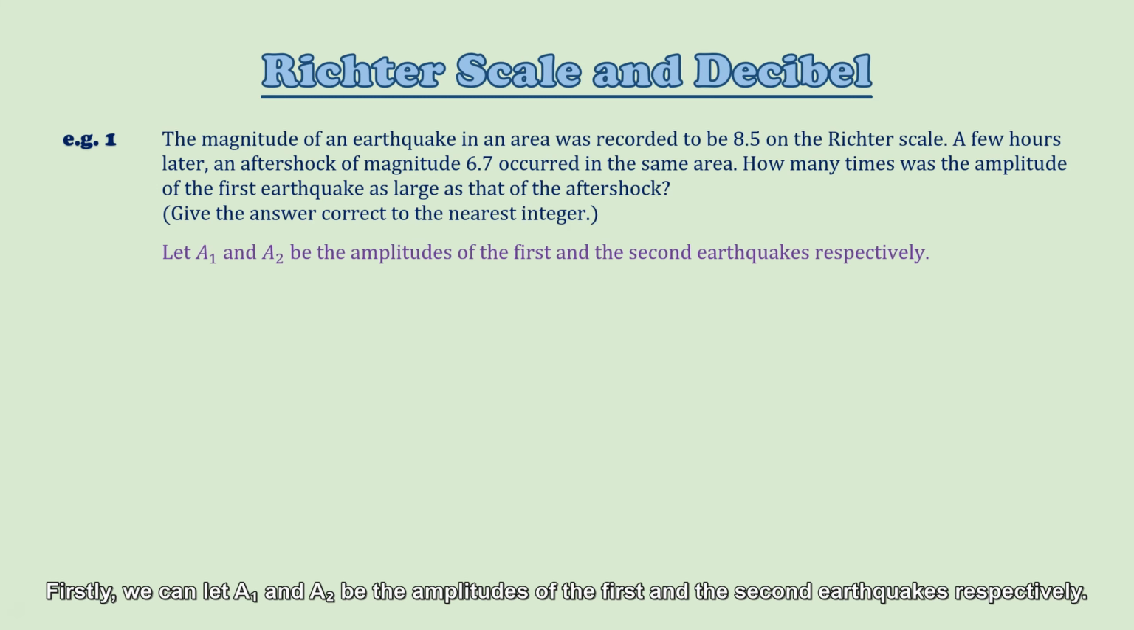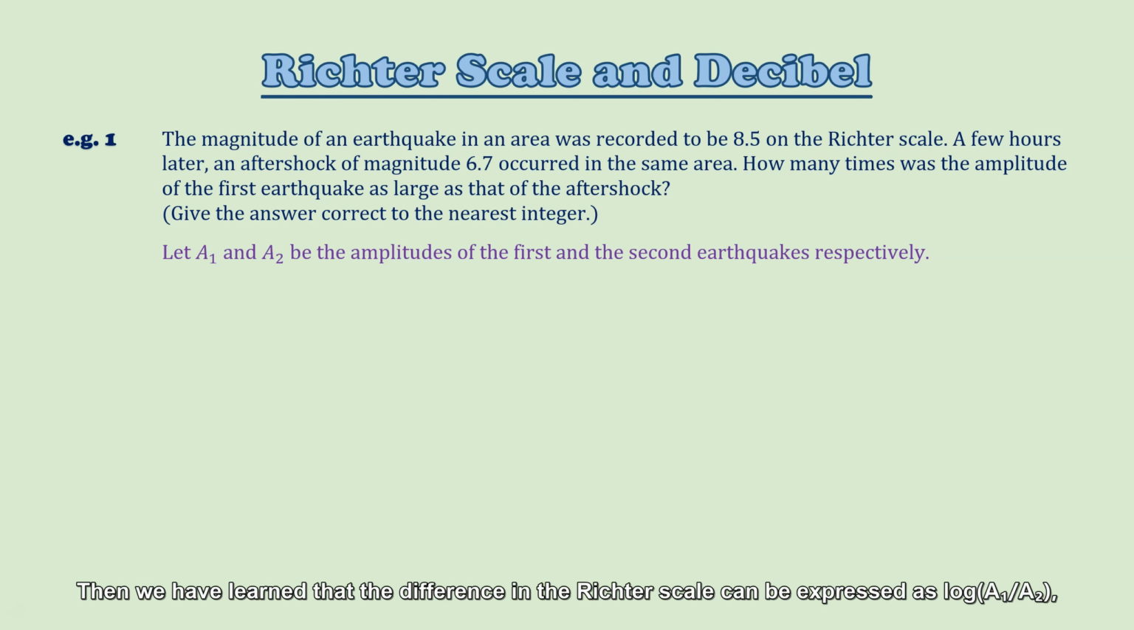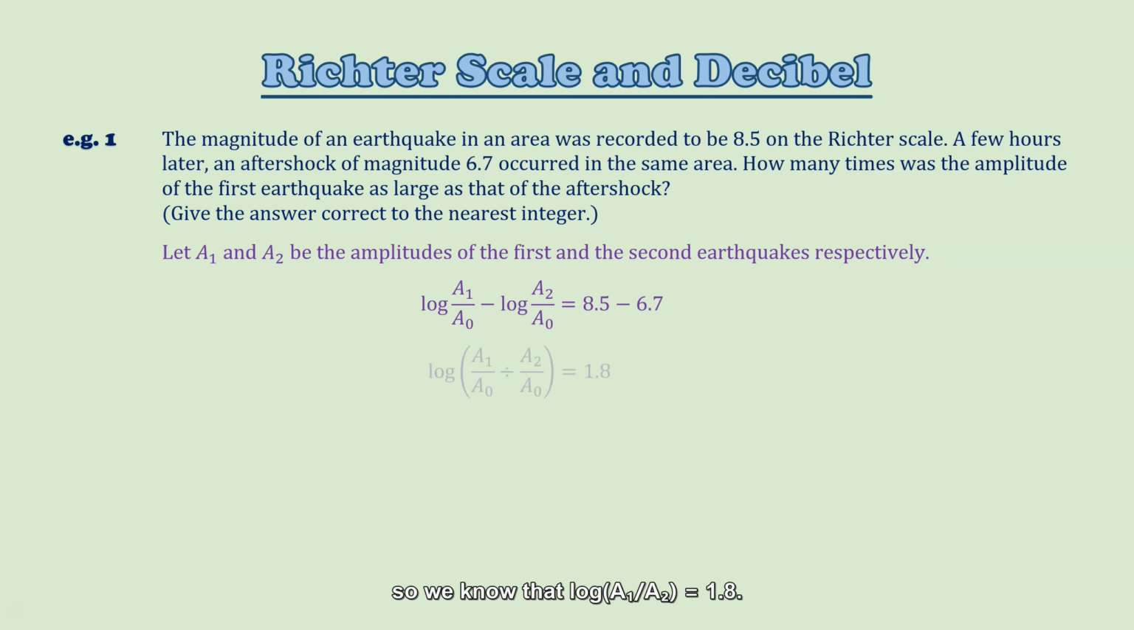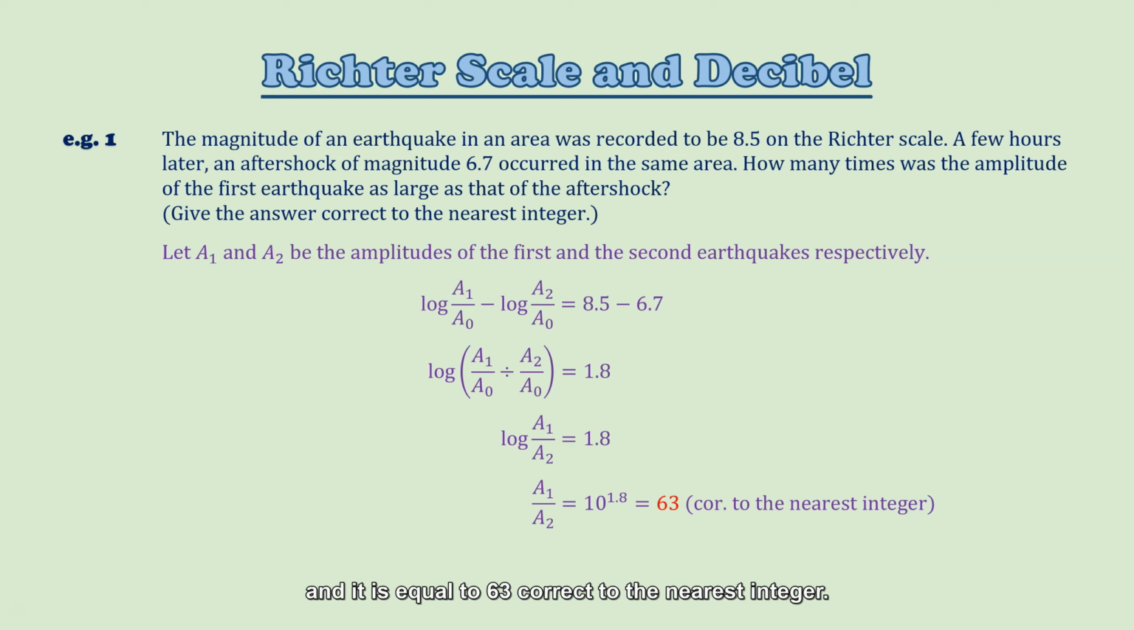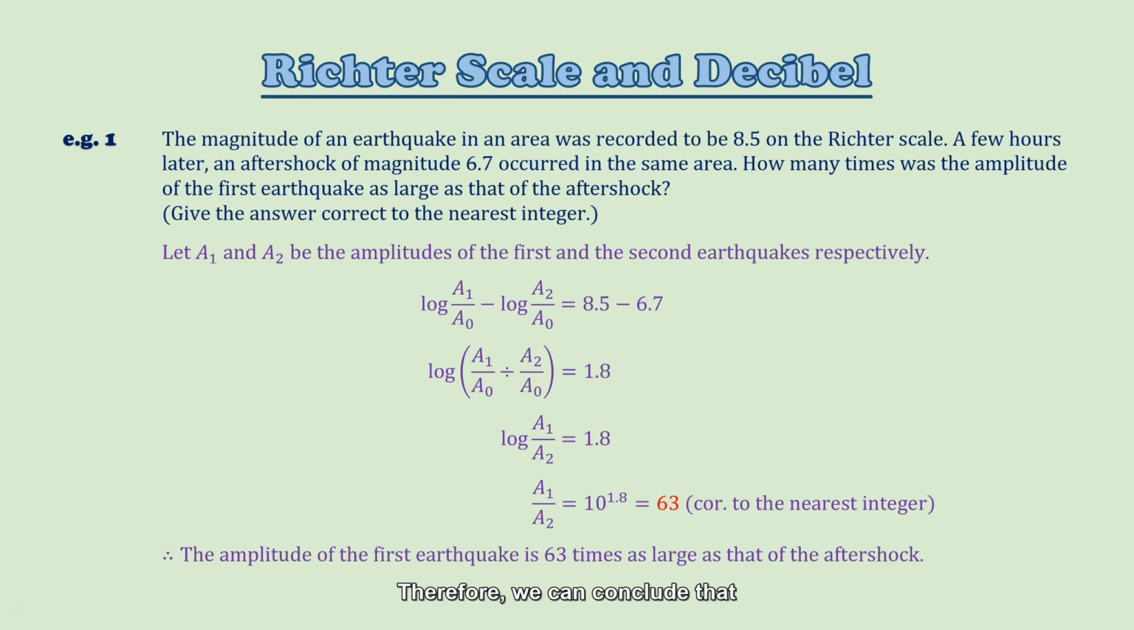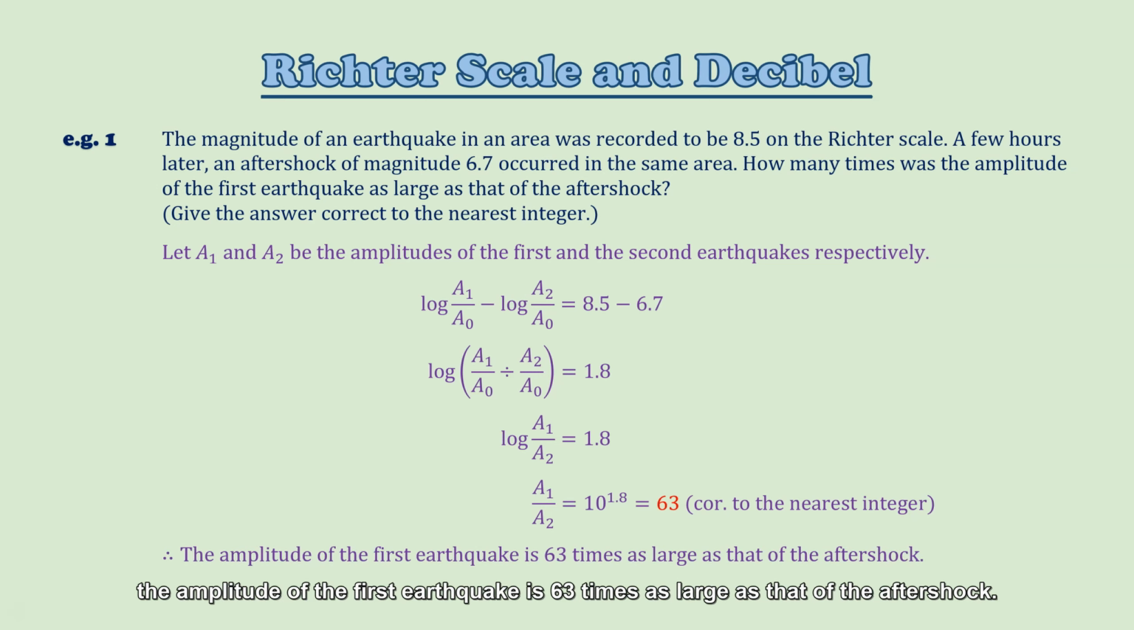Firstly, we can let A1 and A2 be the amplitudes of the first and the second earthquakes respectively. Then we have learned that the difference in the Richter scale can be expressed as the logarithm of A1 over A2. So we know that the logarithm of A1 over A2 is equal to 1.8. As a result, we can get that the ratio of A1 to A2 is equal to 10 to the power 1.8, and it is equal to 63 correct to the nearest integer. Therefore, we can conclude that the first earthquake is 63 times as large as that of the aftershock.